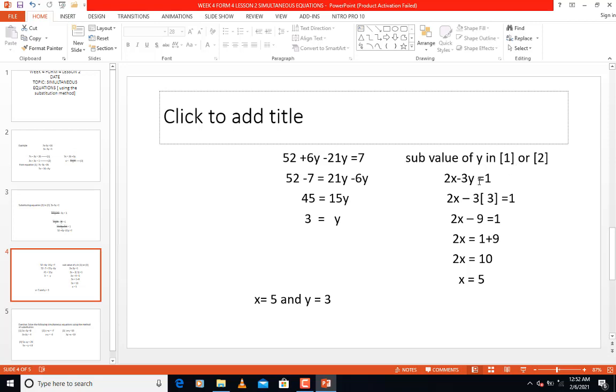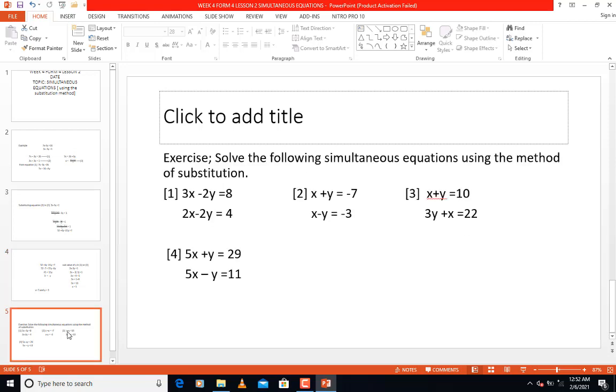So 2x minus 3y is equal to 1. You substitute 3: 2x minus 3 in brackets 3 is equal to 1. Then you multiply 3 times 3, get 9. So 2x minus 9 is equal to 1. Group like terms, 2x is equal to 10. Divide both sides by 2, it gives us x is equal to 5. Now you conclude by saying x is equal to 5 and y is equal to 3. So that is all about substitution.